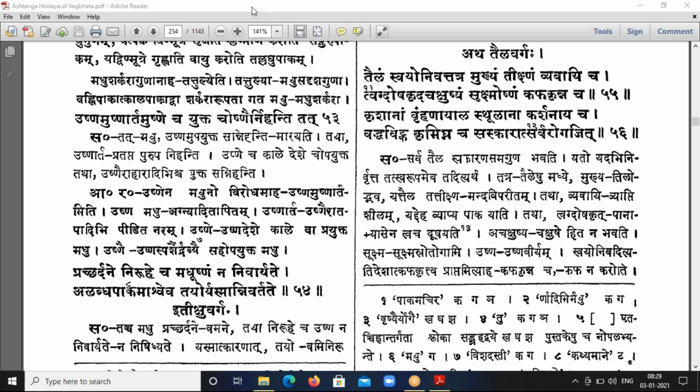So with that, we will stop today. We will continue with the rest of the Taila Vargam and the remaining portions. Hopefully we will finish in maybe one or maximum two sessions.